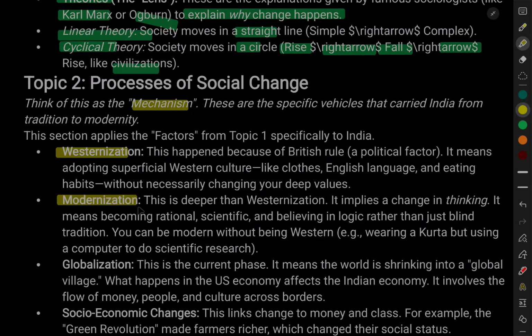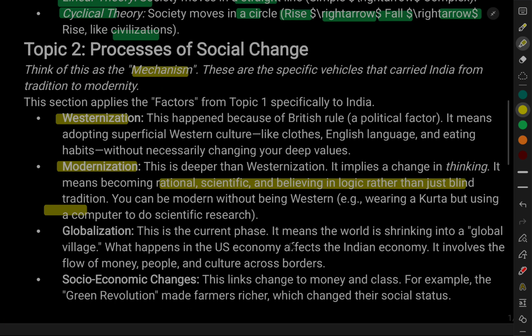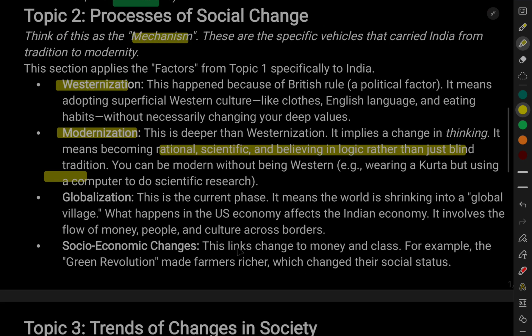And number two, we are going to study modernization. This is deeper than westernization, and it implies changes in thinking, becoming rational, scientific, and belonging to logic rather than blind traditions. You can be modern without being Western, like wearing a kurta but using a computer to do scientific research. It means someone can become modern without being Western.